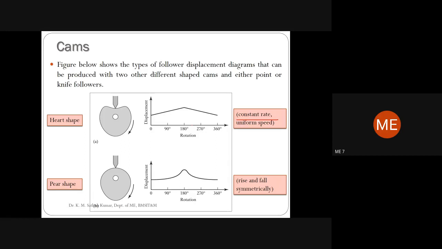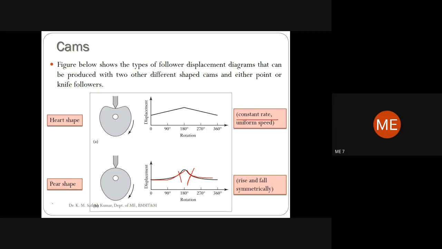Then the next one is the pear shape. In this case, the pear shaped cam gives a follower motion which has a stationary period. You can observe that for half of the revolution, the rise and fall is symmetrical. The way the rise occurs symmetrically, the fall also occurs, in each of the remaining quarters.